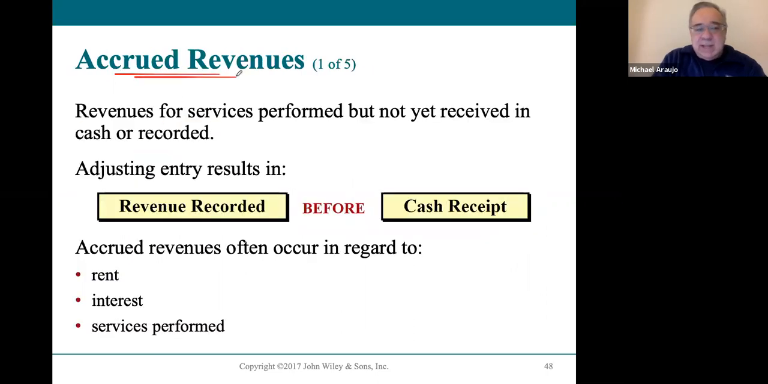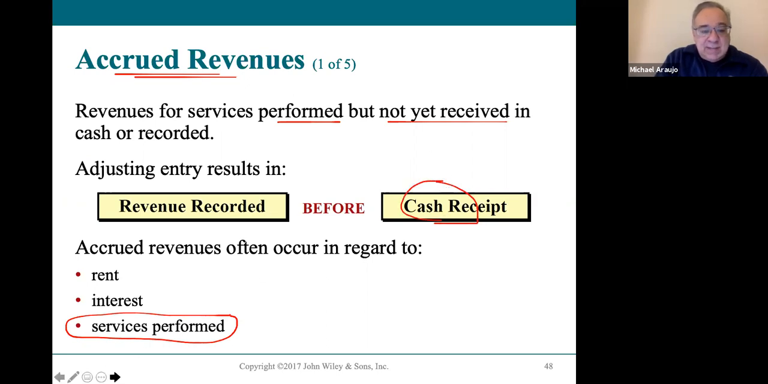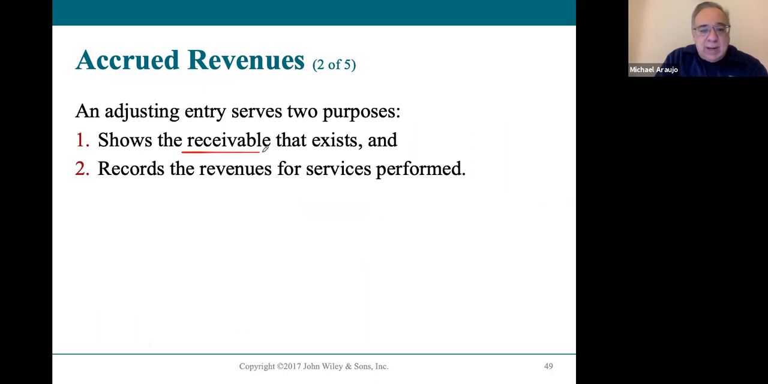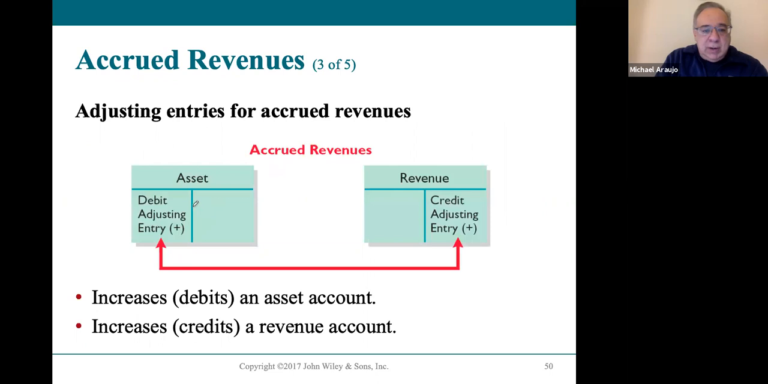Accrued revenues is very easy. They're very easy because you perform the service, which means it's revenue, but you haven't received it yet in cash. That's easy. And that happens often. Your book focuses on several things here, gives you examples, but we're only going to be looking at services that were performed, but the cash was not received. Okay, cash was not received. That's an easy fix. It's a very, very easy fix. We have to create an accounts receivable and we have to record the revenue. That's it. That's the only thing we got to do here. So again, we're going to debit the accounts receivable. And we're going to credit the service revenue account. That's all we're doing in this adjustment.